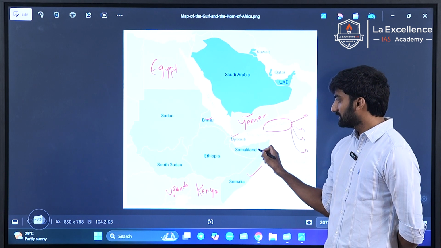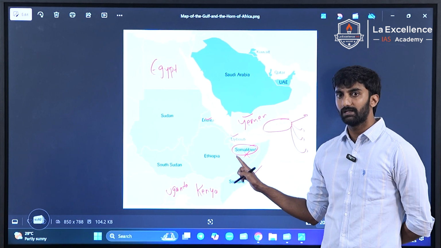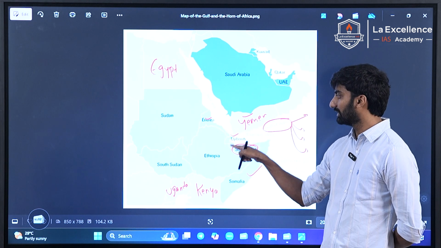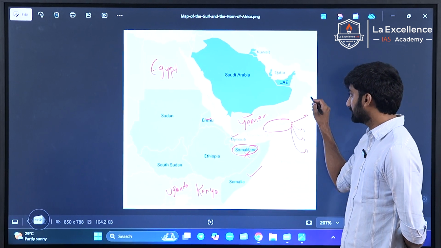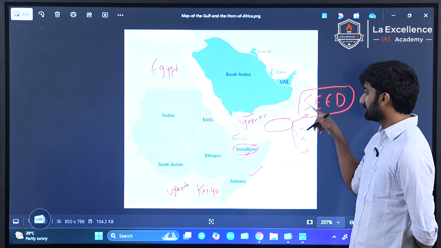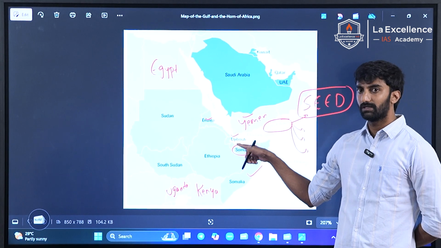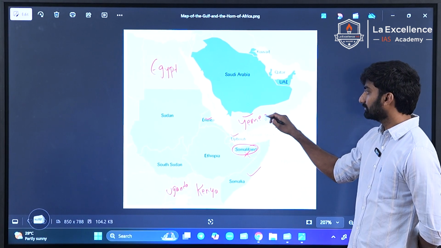There is a small place here called Somaliland, and this is not a recognized territory as per international norms. So we have only four countries surrounding the Gulf of Aden: Somalia, Eritrea, Djibouti, Ethiopia. And these countries have a mnemonic called SEED countries. S stands for Somalia, E for Ethiopia, another E for Eritrea and D for Djibouti. Second important fact from this region.